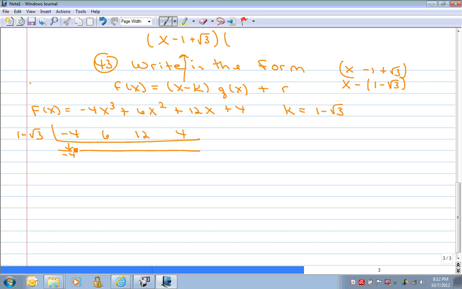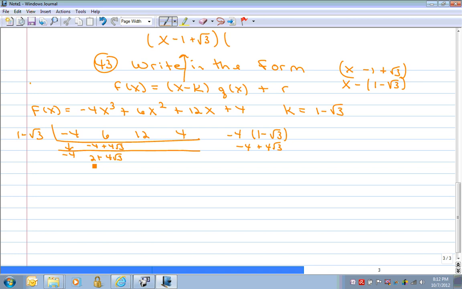I'm going to draw a little line this time to give us a little bit of room to write, since these are complicated numbers. Alright, so we have negative 4 times 1 minus the square root of 3. I'm going to do all of my work for that over here to the side so you can see. That would be negative 4 plus 4 square roots of 3. So that's what would go here. When I add that to 6, I would get positive 2 plus 4 square roots of 3.